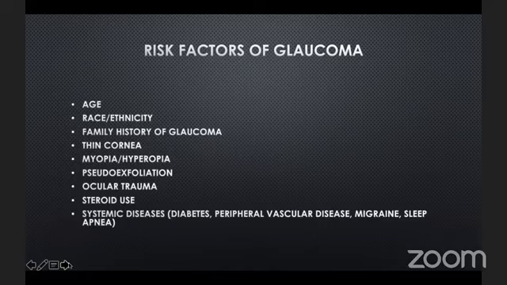Next is thin cornea. Thin corneas are always slightly susceptible to develop glaucoma in future. Both myopes and hyperopes, especially high myopes and high hyperopes, are susceptible to glaucoma. Any eye that has sustained trauma will always have a lifelong risk of developing glaucoma. Next is steroid use. Steroids used in any form, be it topical or systemic, can cause glaucoma in the long run in a few of the patients whom we tag as steroid responders. Also, patients with certain systemic diseases such as diabetes, peripheral vascular disease, migraine, and sleep apnea are susceptible to glaucoma.